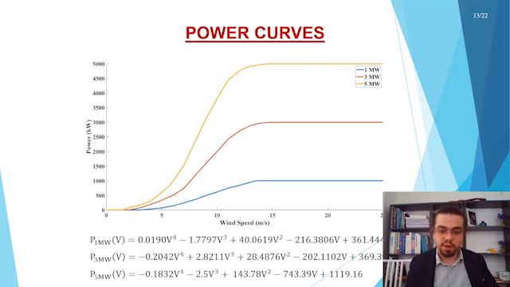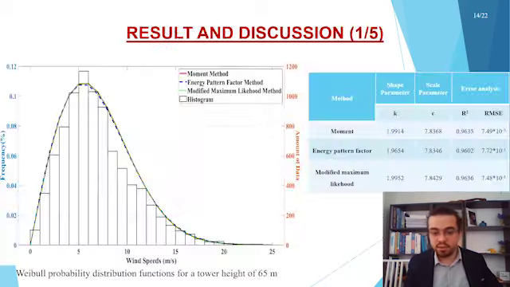Here we see the power outputs of the wind turbines we used in our study. We plotted power curves for different turbines of 1 megawatt, 3 megawatt, and 5 megawatt, and from these we obtained the function of the non-rated region. In the light of all this information, the results we obtained for 65 meters are around 1.99 in our shape parameter, while our scale parameter is around 7.8.